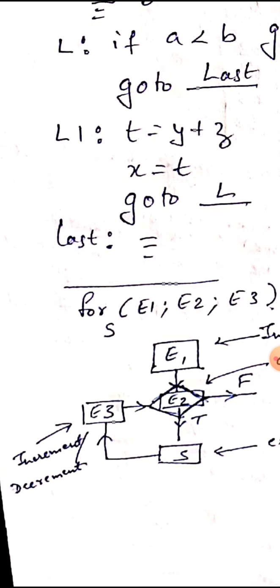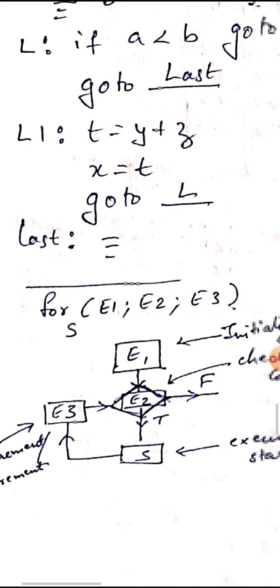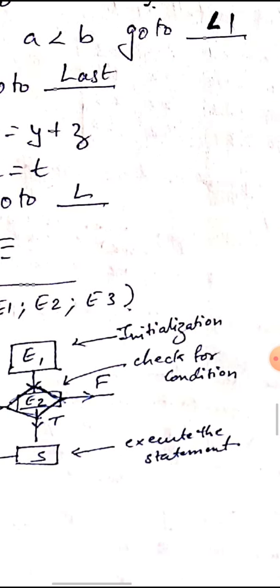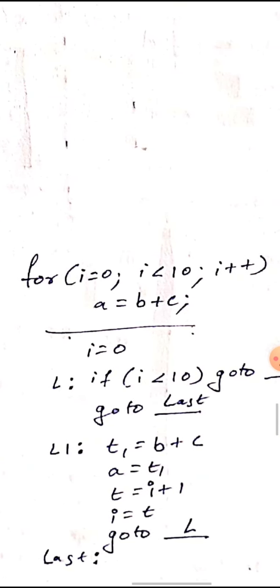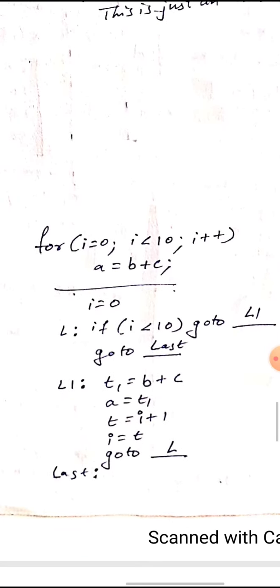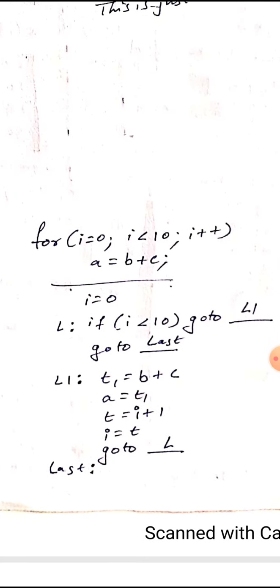And there has to be some increment decrement statement also within that. Okay, so now what will be the appropriate intermediate code for the for loop? So we will see that here. Let's say this is the code for i equal to 0, i is less than 10, i plus plus, and we want the statement to be executed as a equal to b plus c.